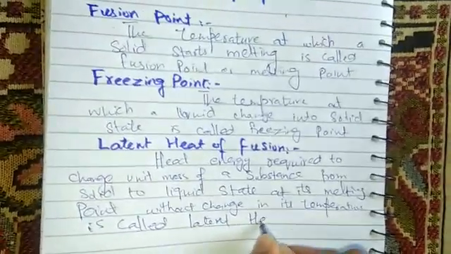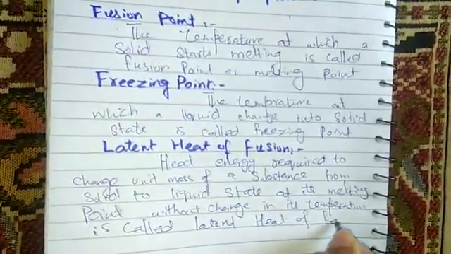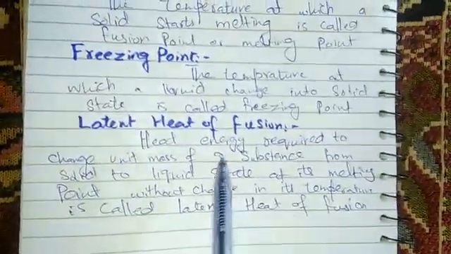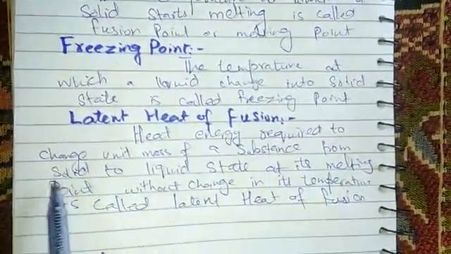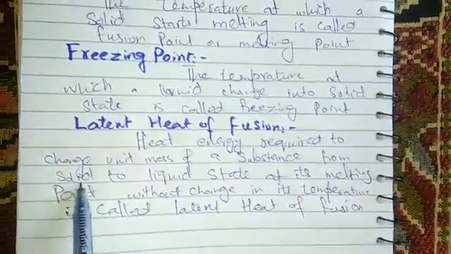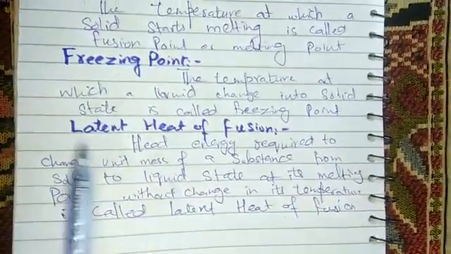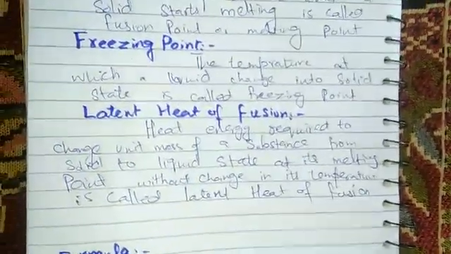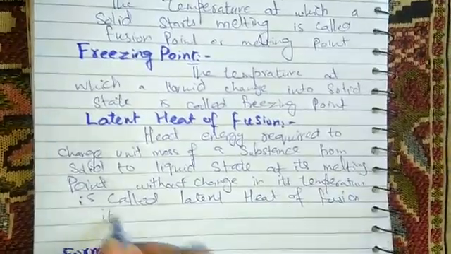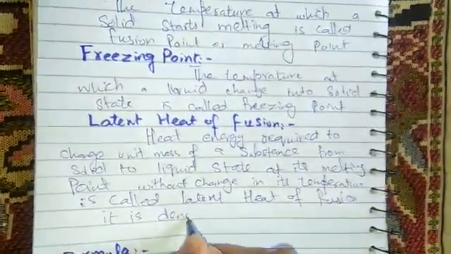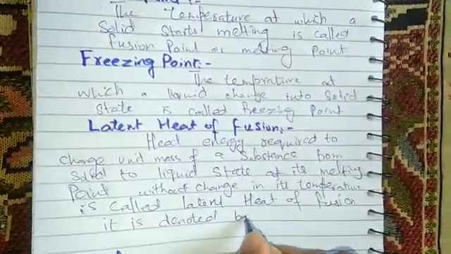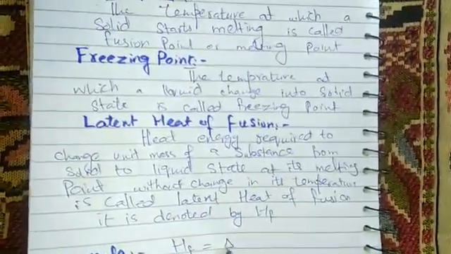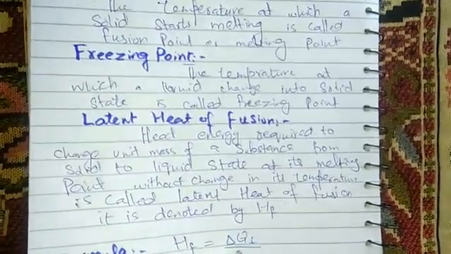So students, latent heat of fusion is the amount of heat that is required to change unit mass of a substance from solid to liquid. The temperature from solid to liquid is called the fusion point, and the heat that is required is called latent heat of fusion. It is denoted by HF. The formula of latent heat of fusion is change in heat divided by mass.